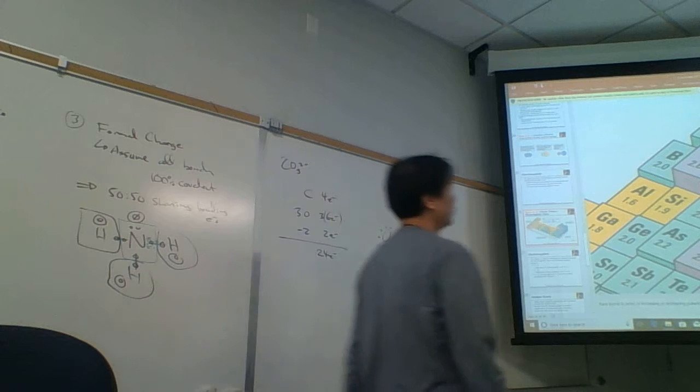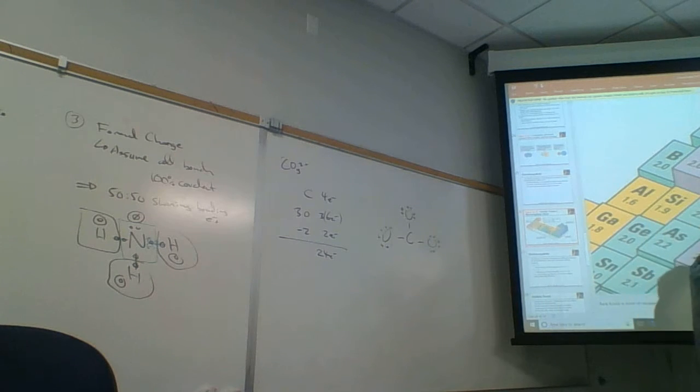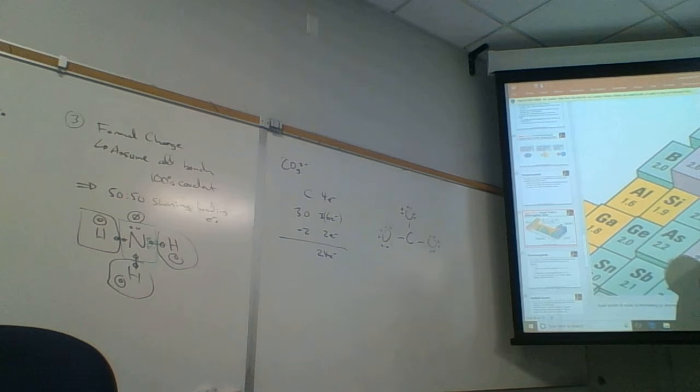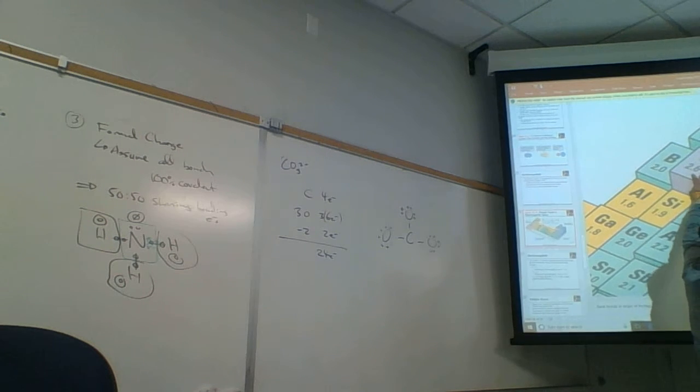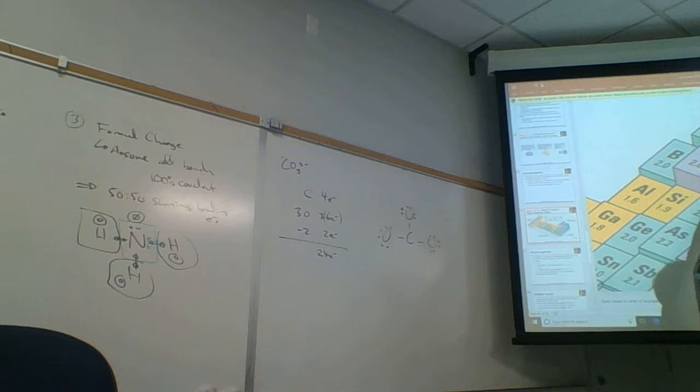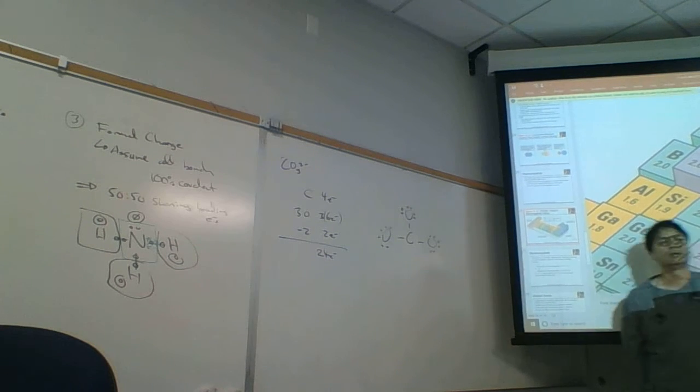Oxygen is ranked at 3.4. It's second only to fluorine. Fluorine's at the top, so oxygen's number 2 in terms of electronegativity. Carbon's at 2.6, so oxygen is significantly more electronegative than carbon.